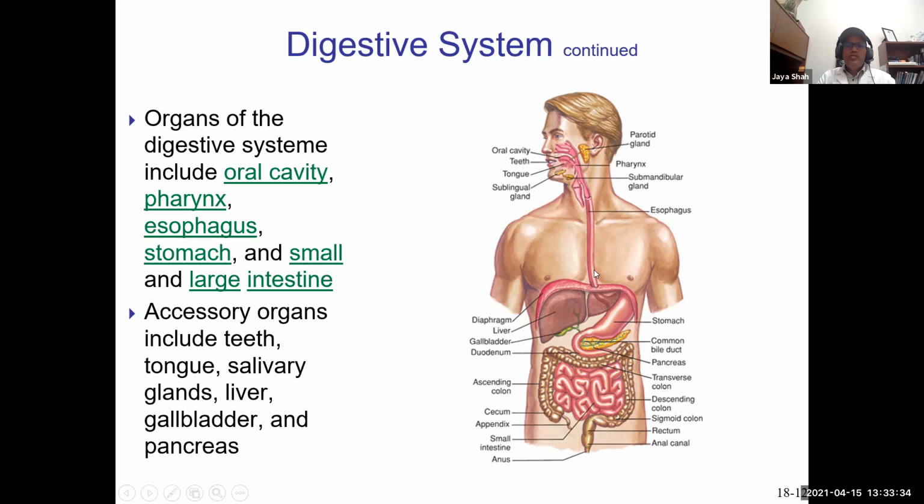In the head region, you see, on each side you have three salivary glands. Parotid gland: para means around, otic means ear. So it is around the ear, so we call them parotid. And it is above the masseter muscle. Then there is the sublingual gland and the submandibular gland.